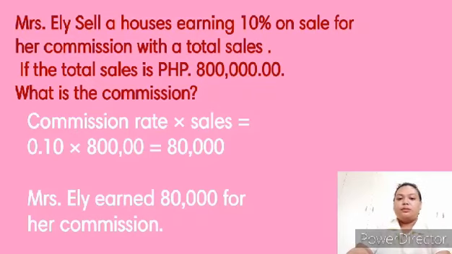So commission multiplied by sales. In the problem, 10% is the commission rate. We change it to decimal point, which is 0.10, multiplied by 800,000, which is the total sales. So it equals 80,000. So Ellie earned 80,000 for her commission.